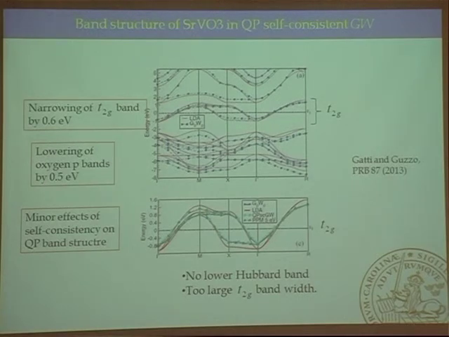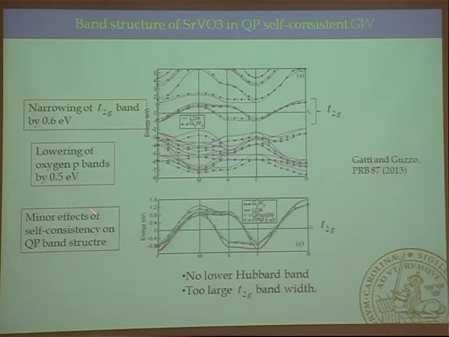And this is another result, where again I want to show the failure of GW. I think I have shown this before at a conference. This is for strontium vanadate. We want to look at the band here. This is the t2g band.